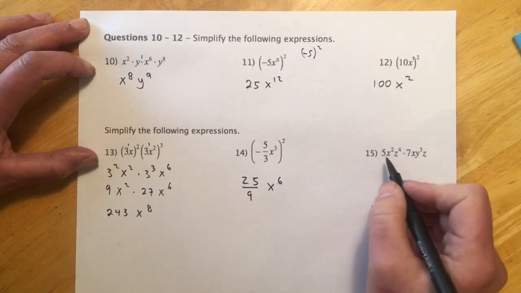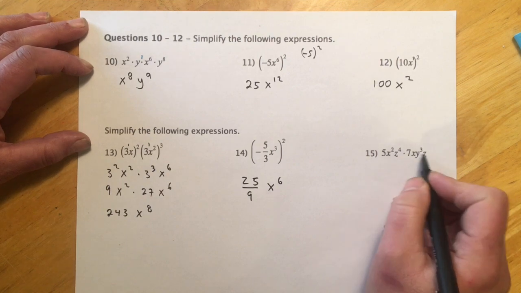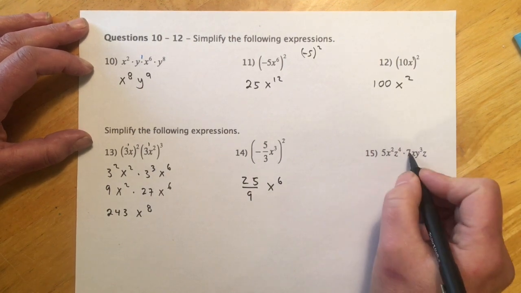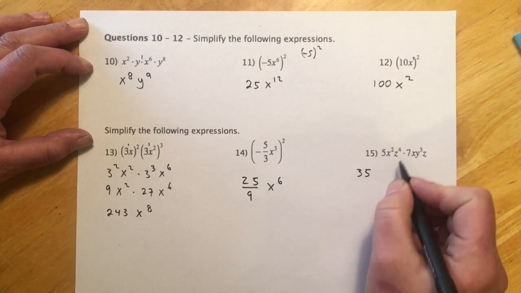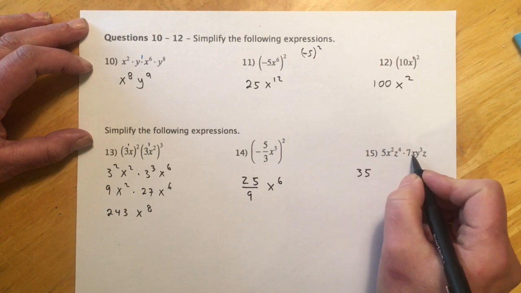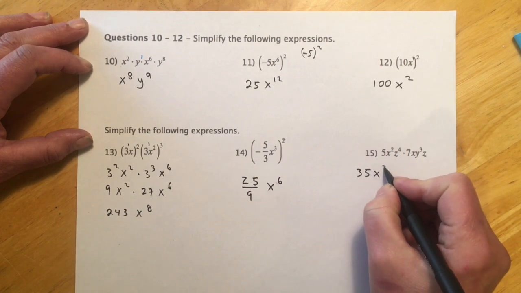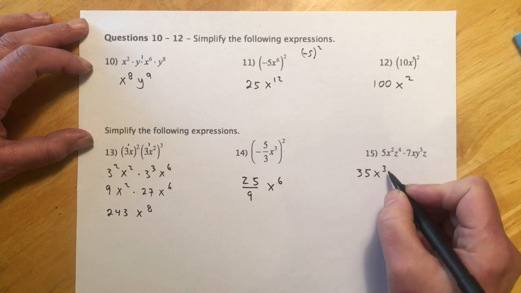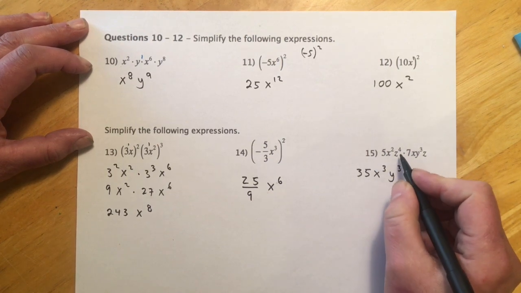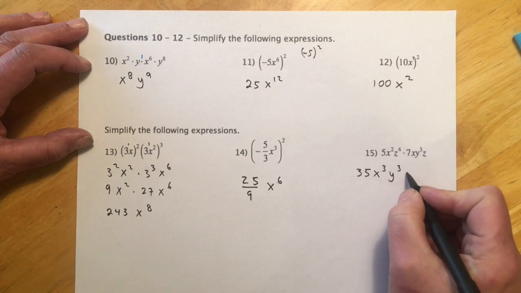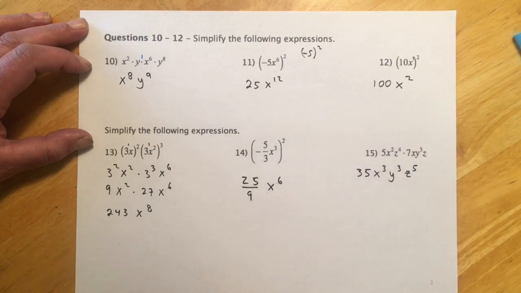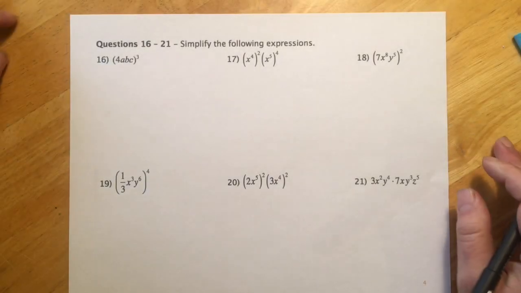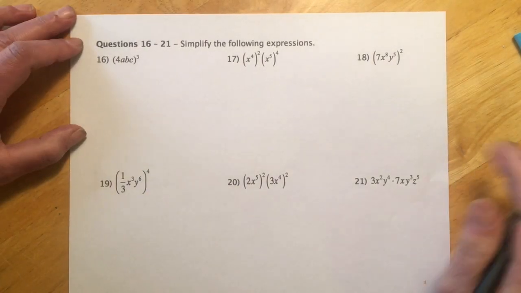Number 15, so it's just numbers, and then like letters. So 5 times 7 would be 35. I have 2 x's here, 1 here, so that would give me x cubed altogether. I'll go alphabetical, so I'll do the y cubed next. And then I have 4 z's here and 1 there, so that's 5 altogether. And then these last 6 are the ones that you try.